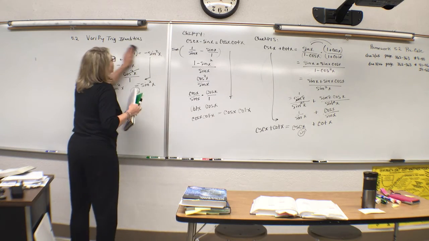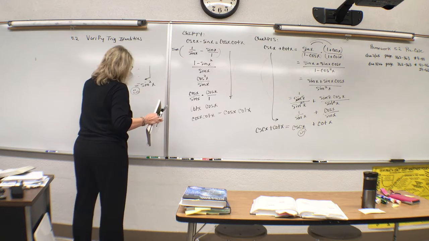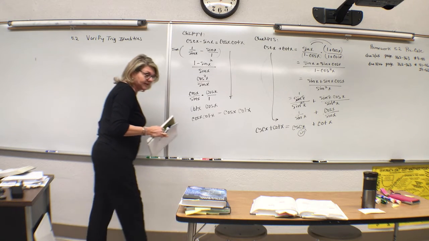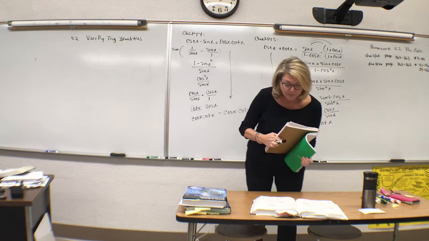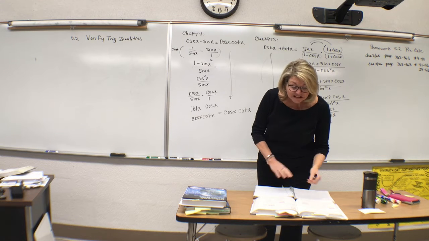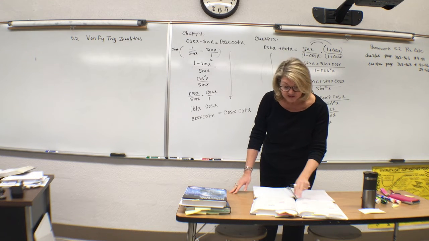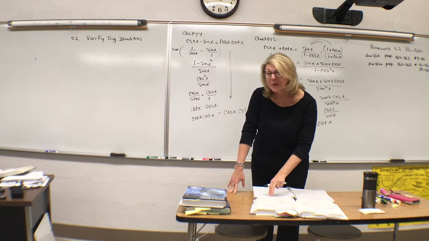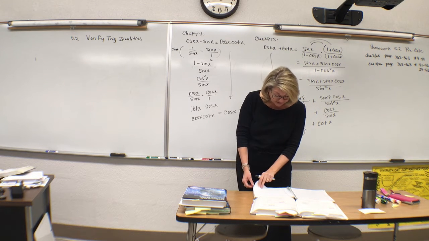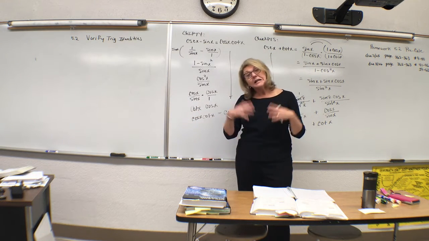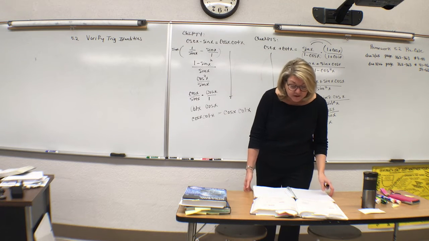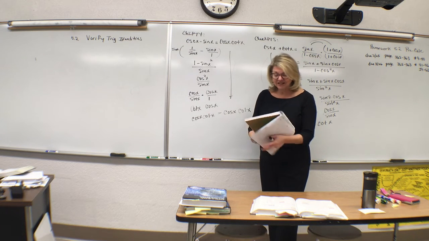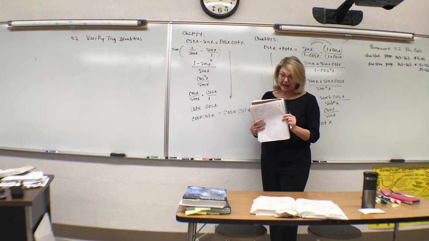Moving on, we're almost done. Checkpoint number 6. Checkpoint number 6 says, well, sometimes we can't work on the left and make it look like the right. Sometimes we can't just work on the right and make it look like the left. Sometimes we have to work on both sides. Again, my least favorite, but sometimes these problems require that we do exactly that.